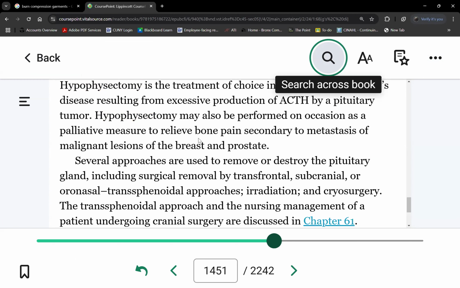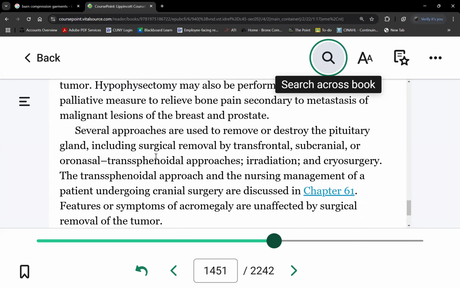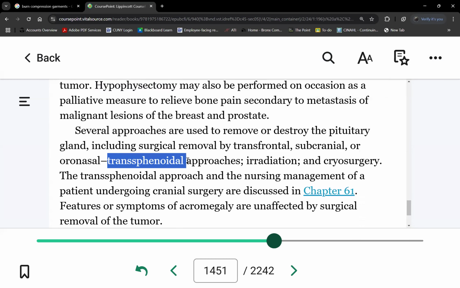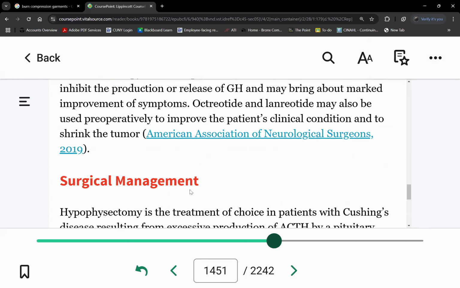So the treatment of choice, the surgical approach to removing the pituitary gland, is through the nose. That's the easiest way to do it, because it's a hassle if we have to go through your skull. It's a lot of work, and plus there's a long recovery. If we go through your nose, it's faster. So the approach will be transsphenoidal hypophysectomy. So we need to know the pre and post-op.